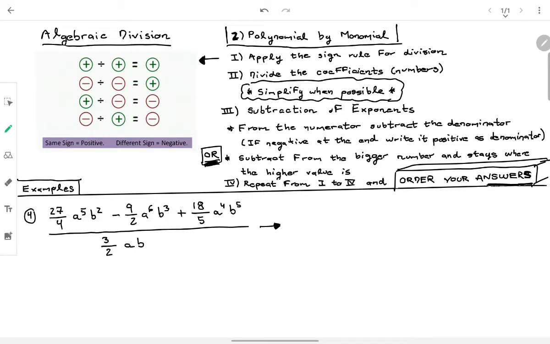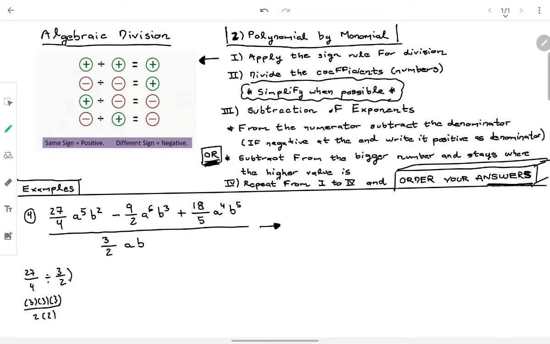So the next example is something like this. We have fractions, but the process is the same. Remember, it's like dividing monomial by monomial. So in this case, the first one is going to be dividing 27/4 over 3/2. So we can put it like 3 multiplied by 3 multiplied by 3 over 2 multiplied by 2.